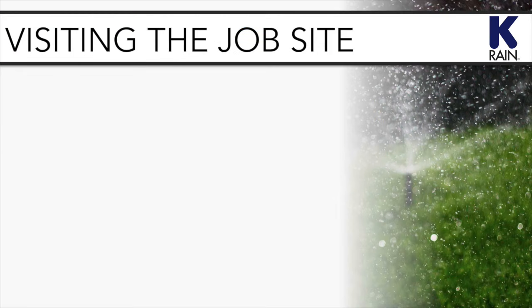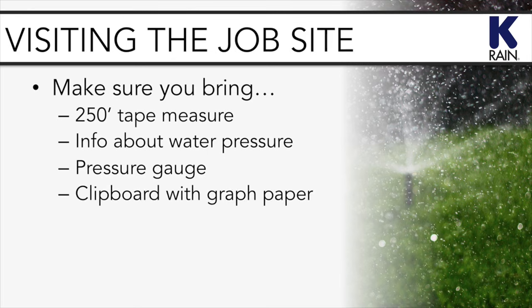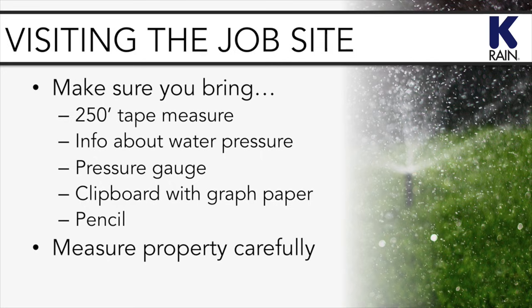The design process begins with a visit to the job site. In order to make the most of your visit, you'll need a 250-foot tape measure, information about water pressure in the city water main at that location, a pressure gauge, and a clipboard with graph paper and a pencil to help you record your observations quickly and efficiently. It's important to measure the property carefully because inaccurate measurements can lead to problems with pressure and coverage that could require expensive repairs after the installation.